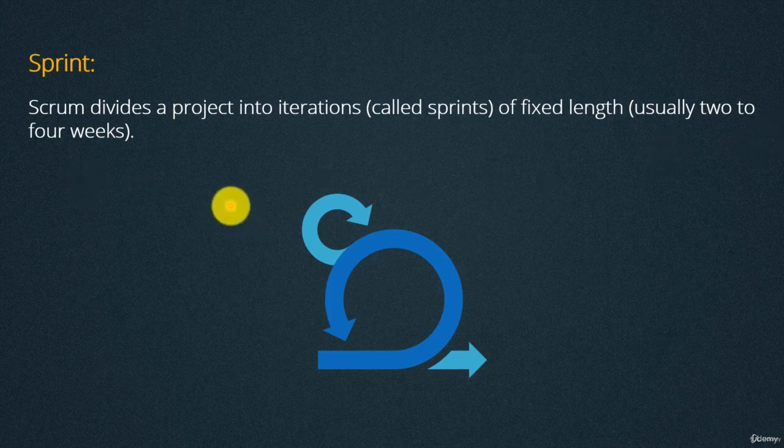So for example, I have a project which has a timeline of 3 months. In this case, I can divide this project into, for example, 3 iterations or 6 iterations. And at the end of each iteration or sprint, I have a product that I can show to the customer and he can give me feedback about it.